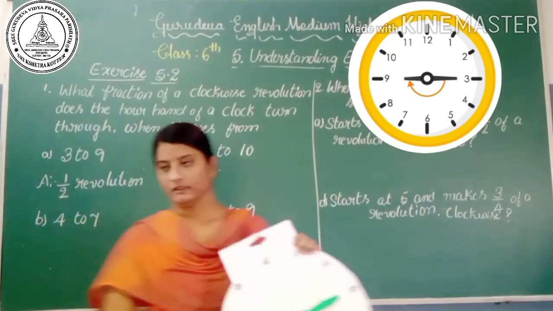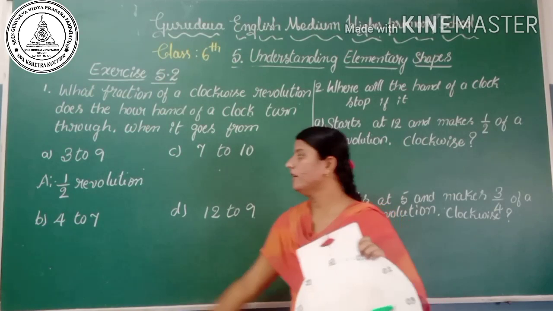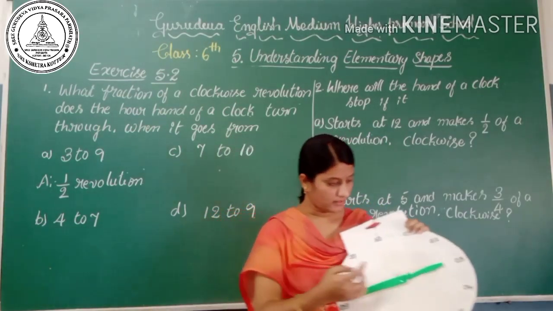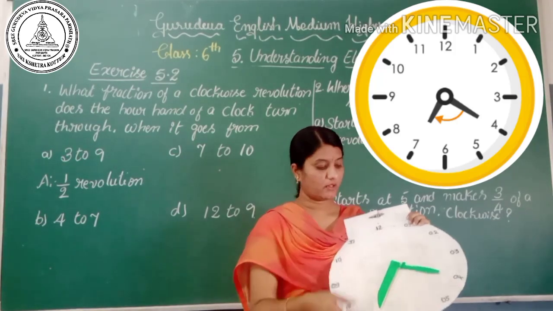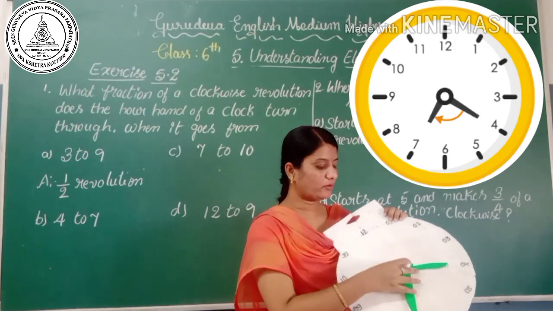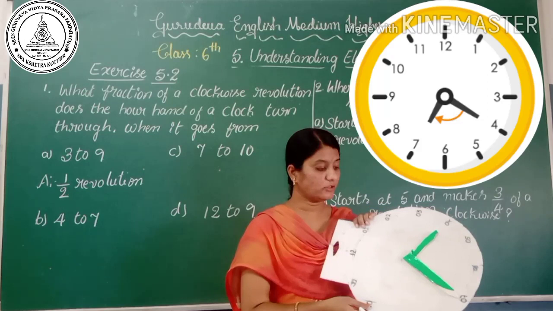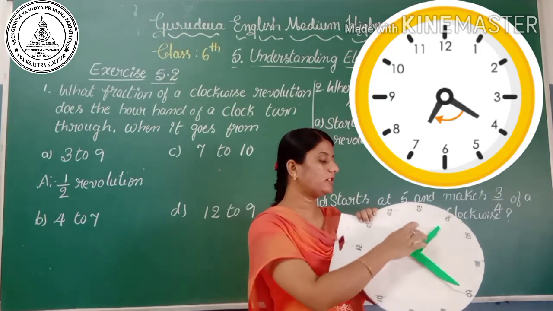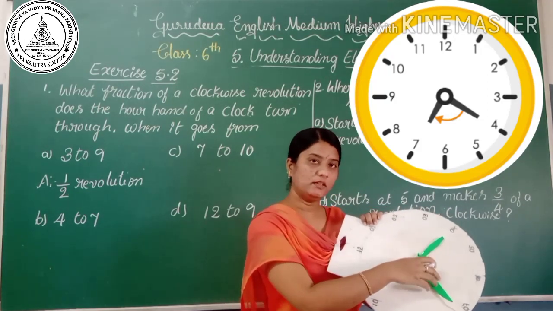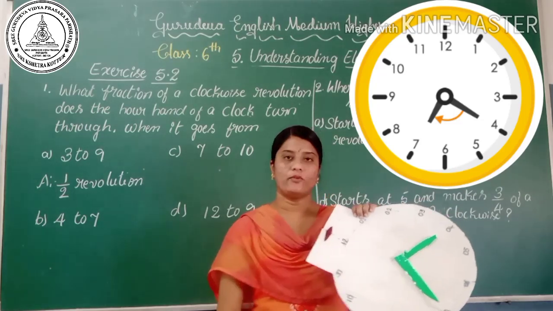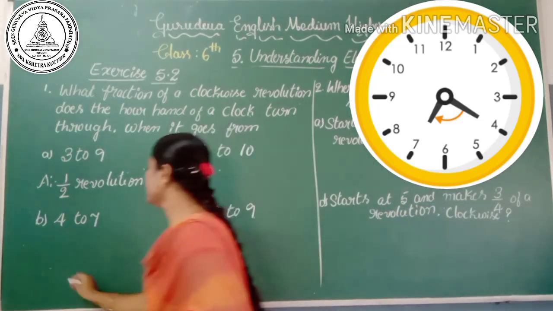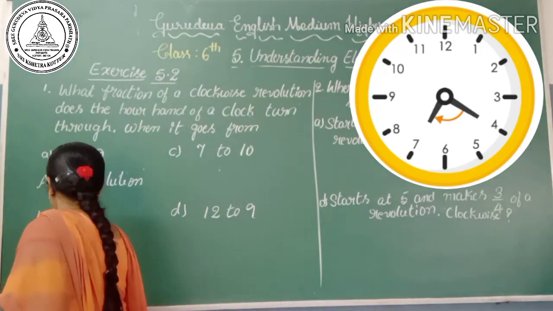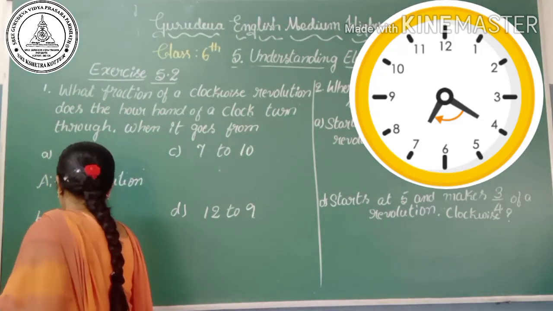Then the second question is 4 to 7. See here, the 4 to 7 is a 1/4 revolution. You can see here it turns through a right angle turn. So it is a 1/4 revolution. Right? Yes. 4 to 7 is 1/4 revolution.